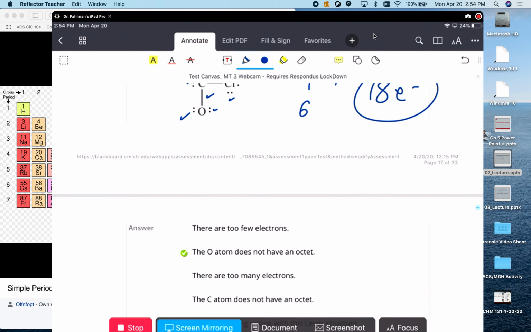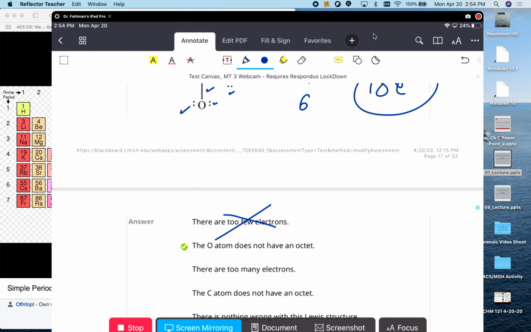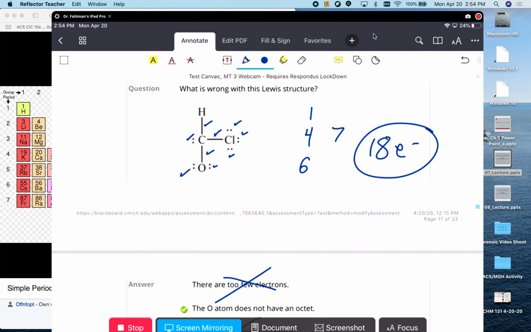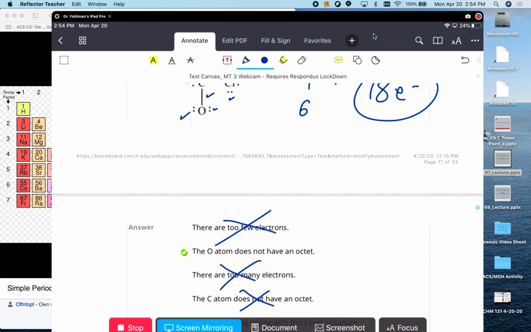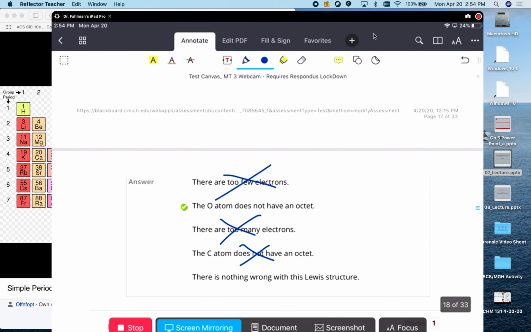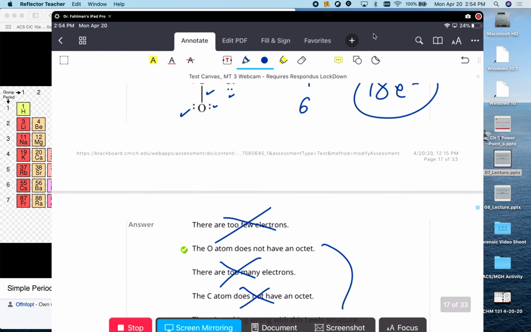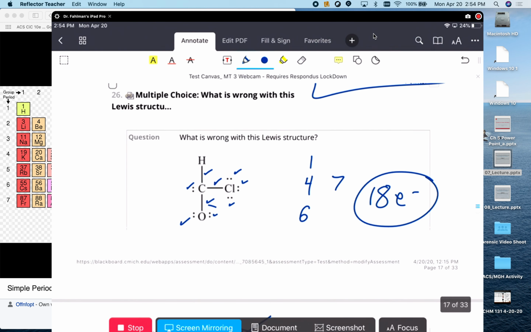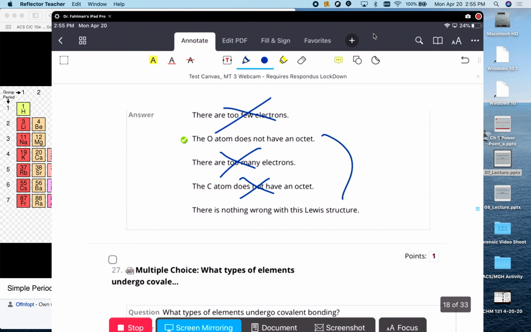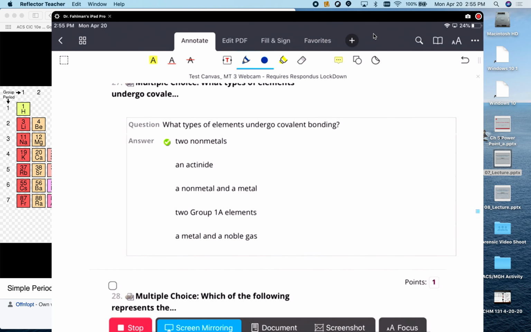So it can't be that, or too many electrons. Carbon has an octet. So really it's between, there's either nothing wrong with it or oxygen doesn't have an octet. And so you look, and yeah, oxygen only has 6 electrons. So that's the right answer. Okay.